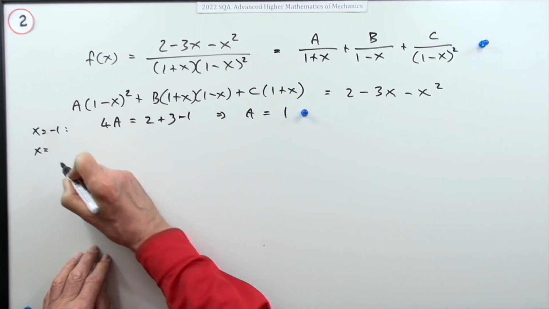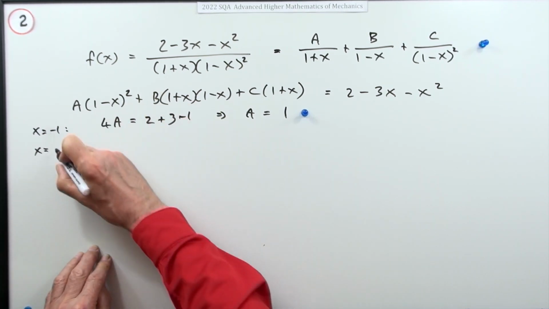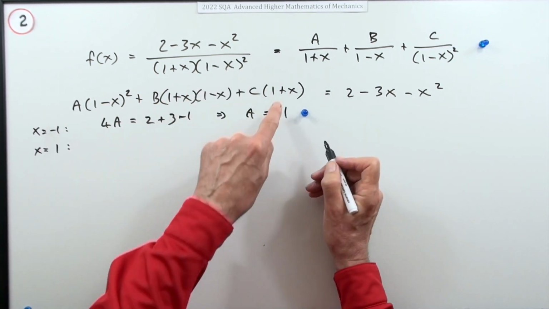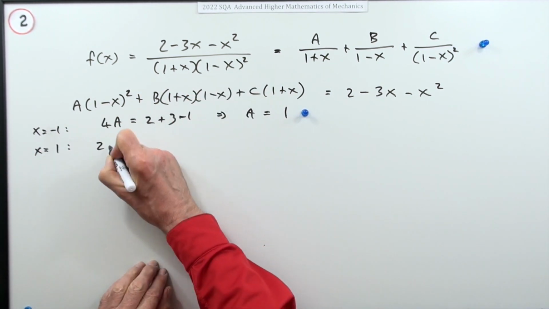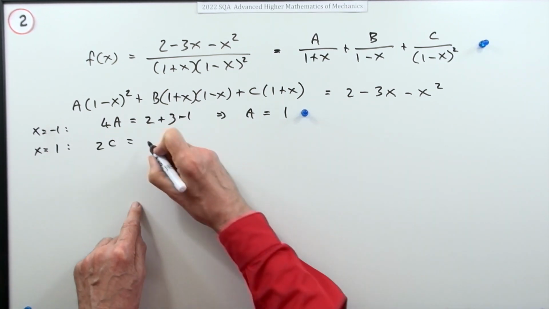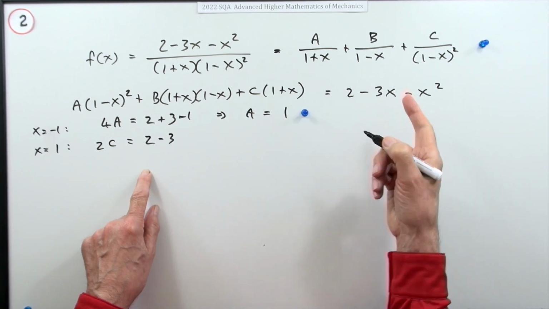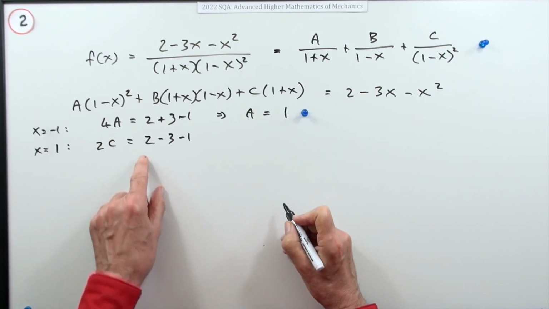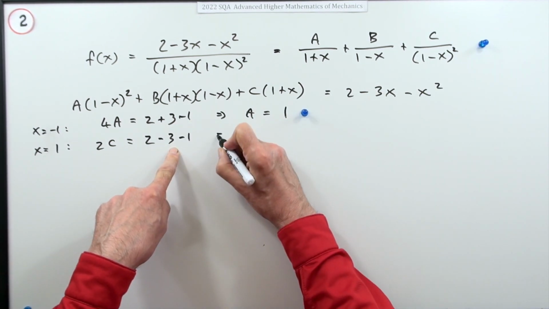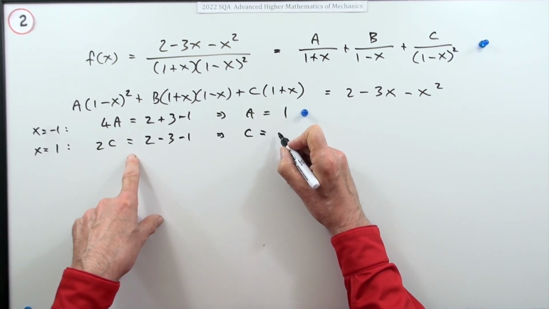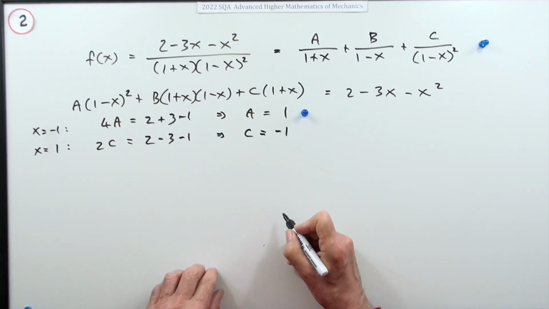Now I could do x equals 1. That would knock out those. So that would knock out that, and just leave you this. So with x equals 1, you've got 2c. With x equals 1, you've got 2 minus 3. Still -1. So that's -2. Half that, divide by 2. So that means you've got -1.